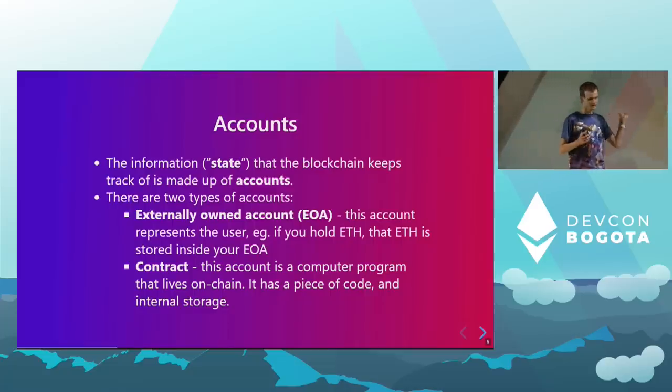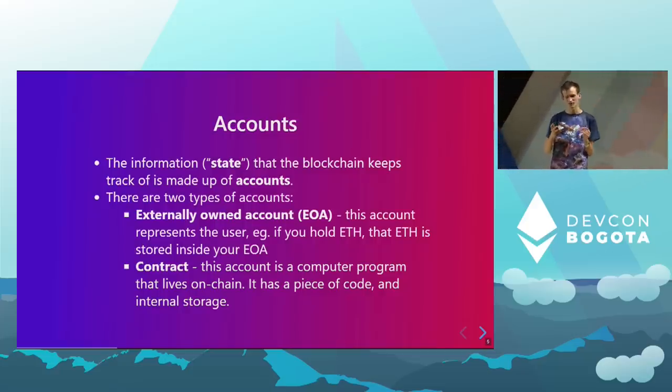So an externally owned account is an account that represents a user. For example, if you hold ETH today, that ETH is stored inside of your externally owned account. So there exists a record, an EOA, in the blockchain that the blockchain keeps track of, and that object contains a record saying, hey, this address contains this amount of ETH.